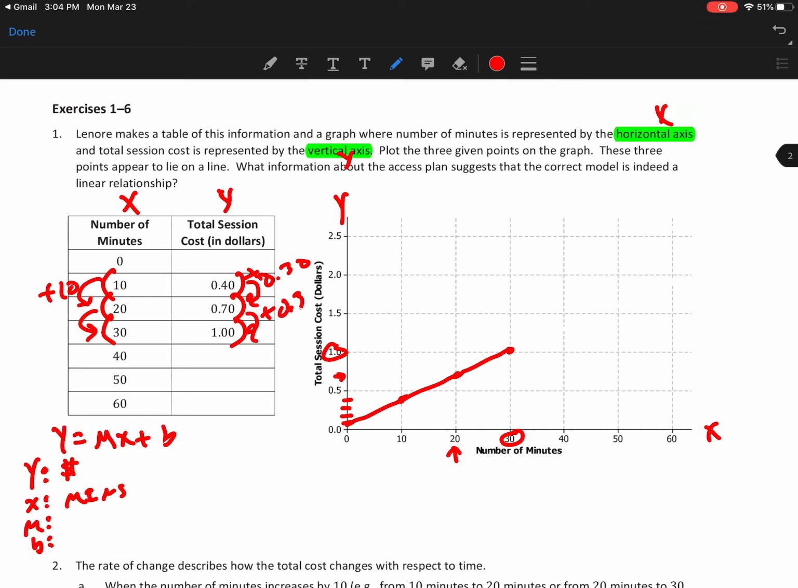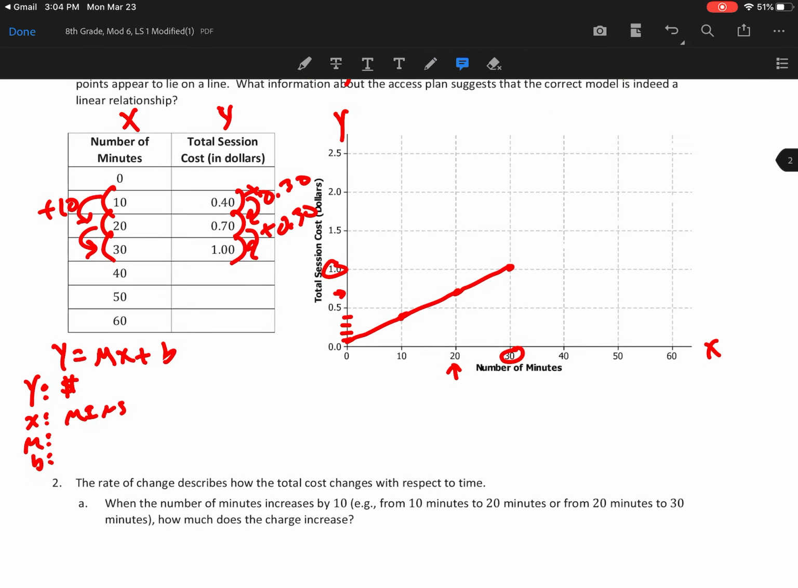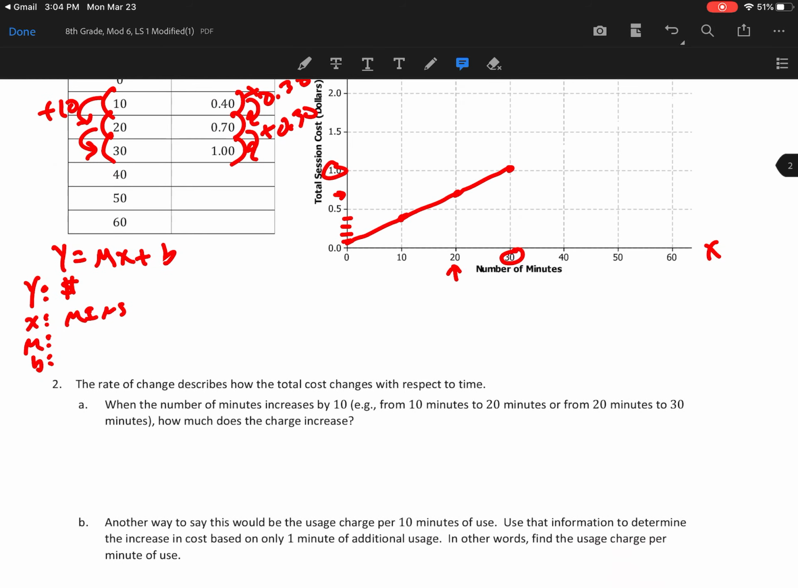And I know more than a few of y'all are probably chomping at the bit right now to say that, hey, we just did change in y over change in x.